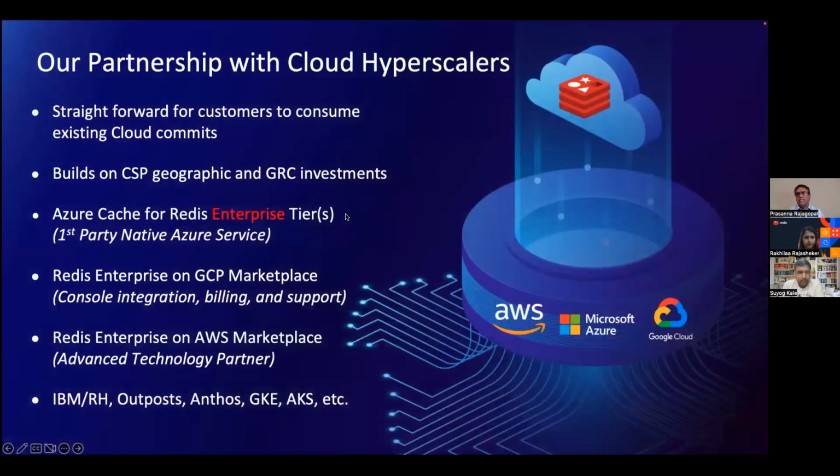Redis Enterprise is available on all 3 major clouds. Redis Enterprise is a first-party native Azure service. Now you can access all the Redis Enterprise features and modules using Redis JSON, Redis Search, and others in Azure Cache for Redis Enterprise. Azure Cache for Redis Enterprise is fully managed by Microsoft with a 5.9 SLA. Redis Enterprise is available on GCP and AWS Marketplace, and they are fully managed with 5.9 availability as well.